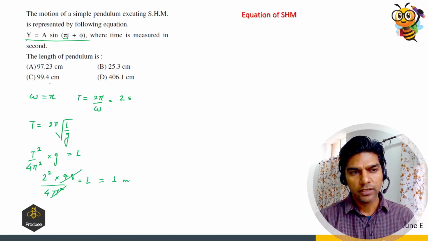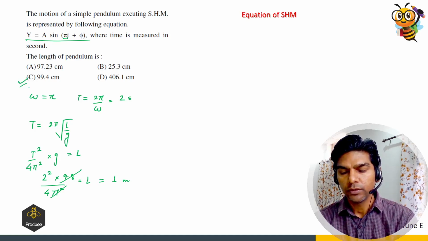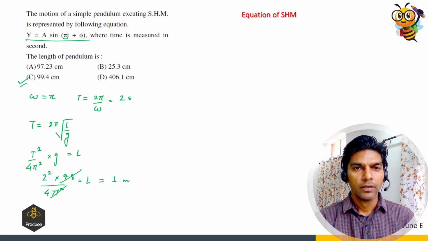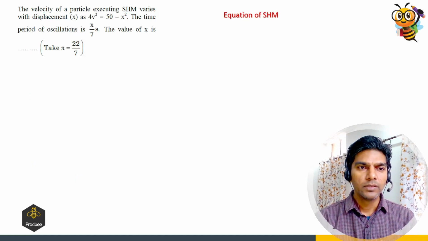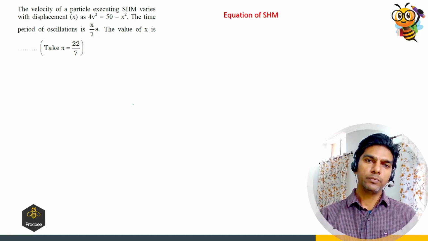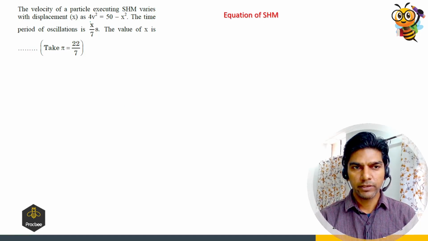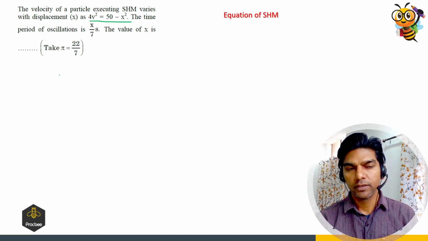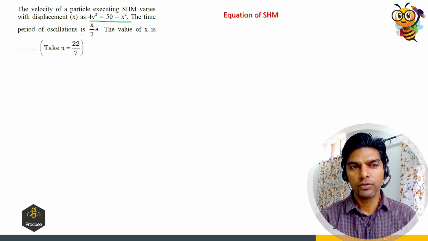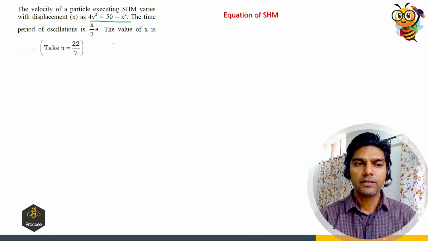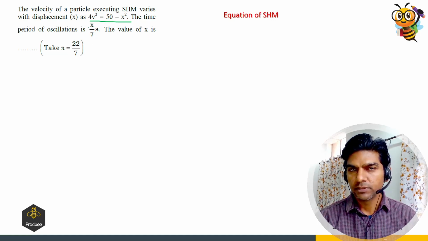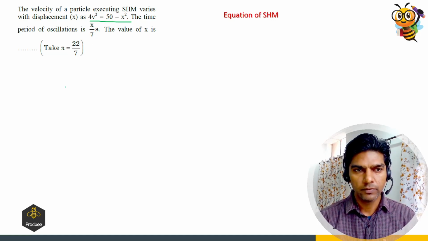So the closest answer would be C, 99.4 centimeters. Now let's see this question. The velocity of the particle executing simple harmonic motion varies with the displacement as v squared equals 50 minus x squared. The time period of the oscillation is x by 7 seconds. The value of x is... so we have to find the time period basically. If we know the time period, we can find the value of x.